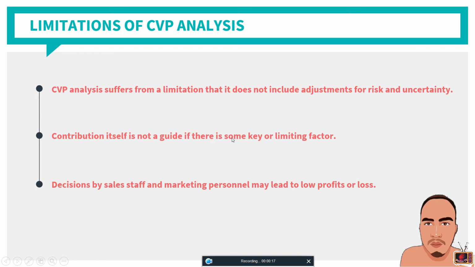Okay, let's go with the limitations of CVP analysis. CVP analysis suffers from a limitation that it does not include adjustment for risk and uncertainty. Of course, it could not include the uncertainties and risks which are uncontrollable. Next, the contribution itself is not a guide if there is some key or limiting factor. And lastly, decisions of the sales staff and marketing personnel may lead to low profit or loss.